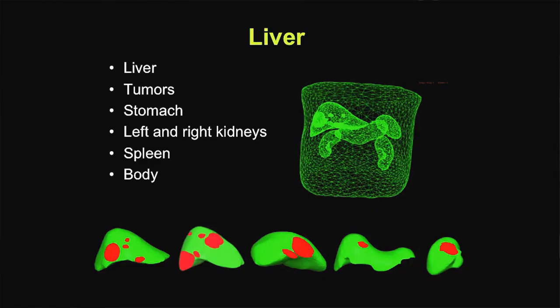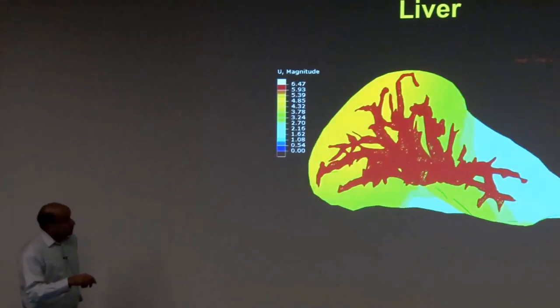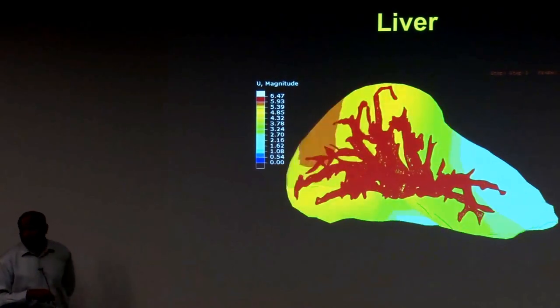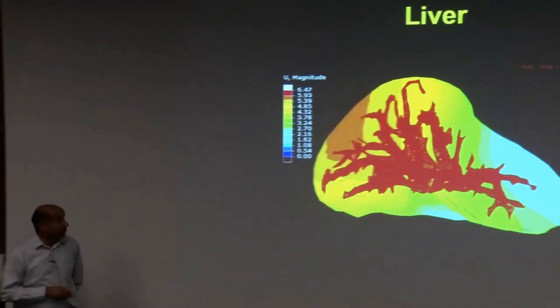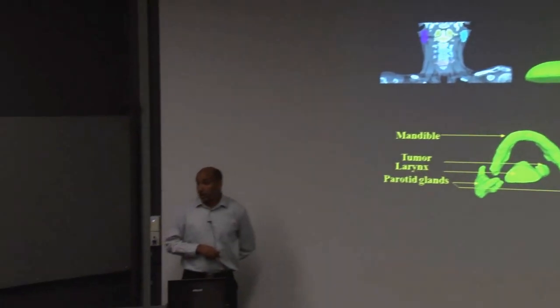For livers, you see here a number of patients with a number of tumors in the liver. And we model kidneys, spleen, and even the stomach, and we want to see what's happening. So here is the liver, and with the blood vessels, we want to track the location of the tumor. We did it with the head and neck.